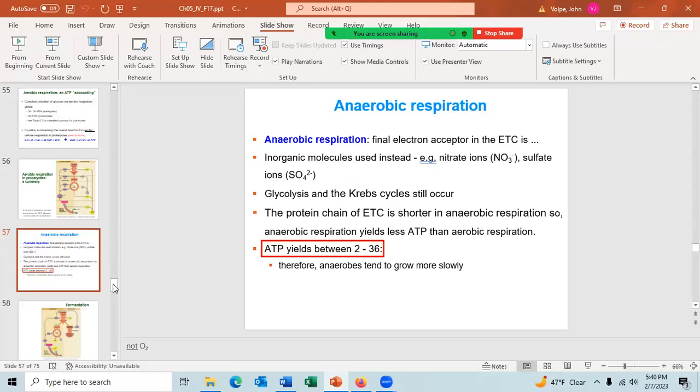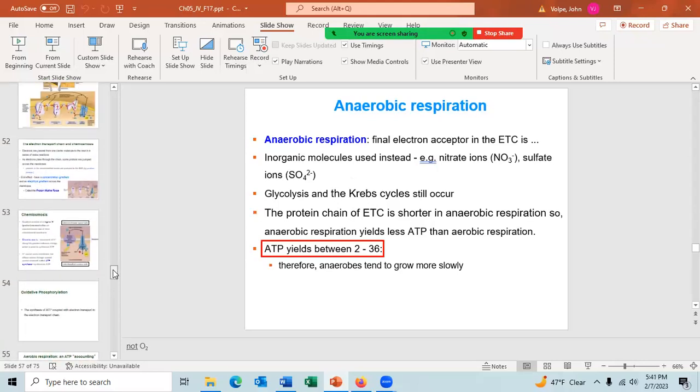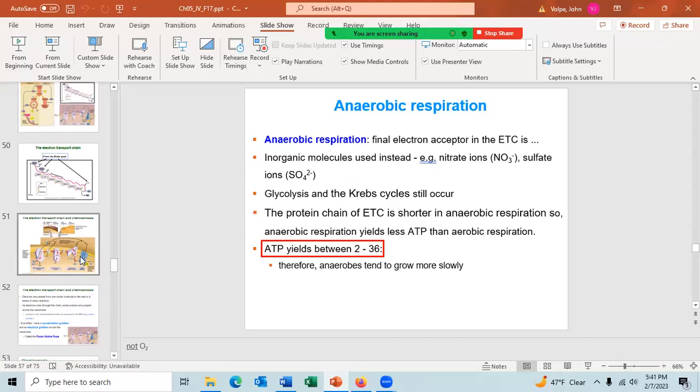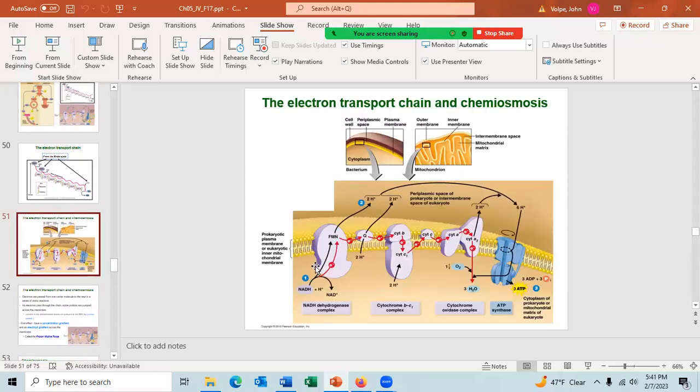So let me show you the chain here. There it is there. It's generally shorter. And because it's shorter, we generate less ATP for anaerobic respiration than for aerobic respiration. It depends on which anaerobic respiration we're talking about, how much shorter it is.